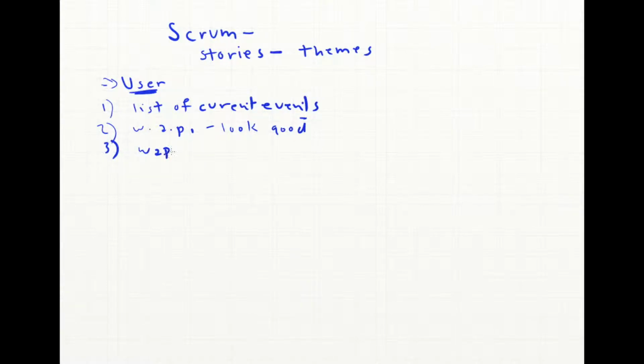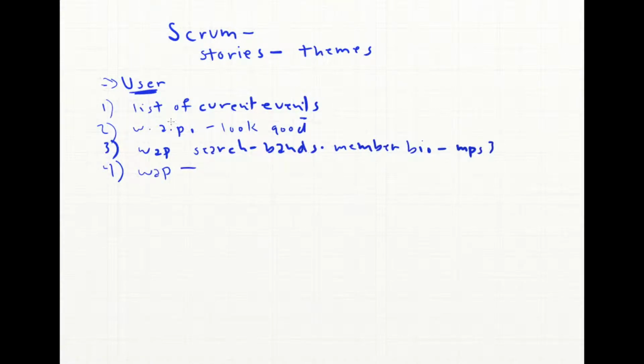When a person visits our site, they'll be able to search, like for a particular band, so they can get information about bands. Maybe there'll be like member bios, maybe some samples, MP3s, so we can kind of think about things along those lines. When a person visits our site, they can see a calendar, a bigger calendar than this list of current events. So they'll see some sort of calendar display, maybe what's happening in the next few months.